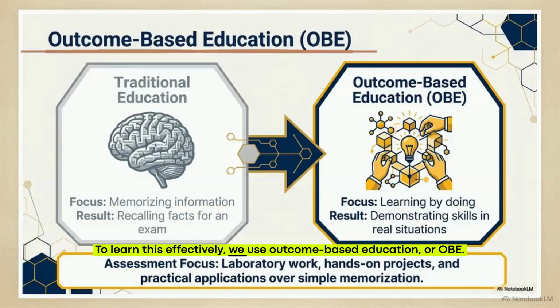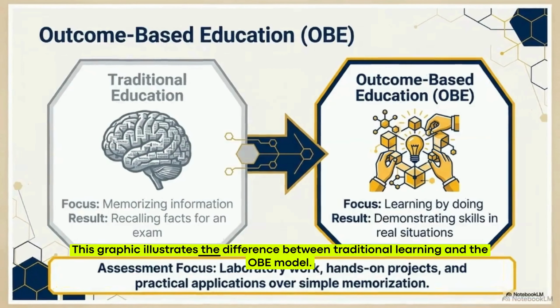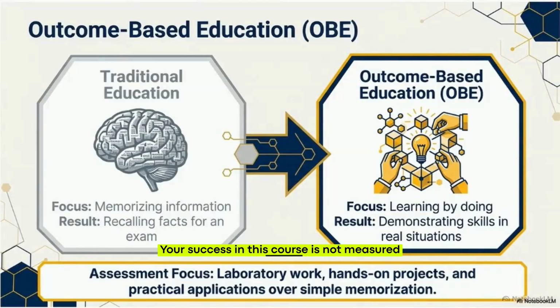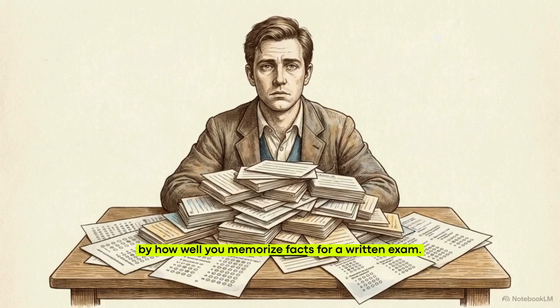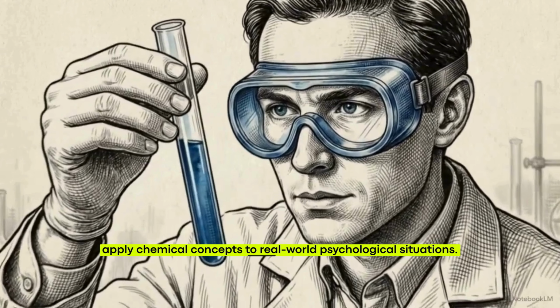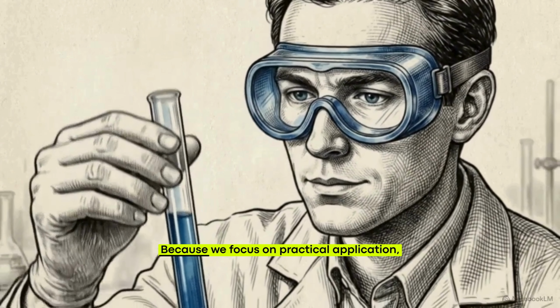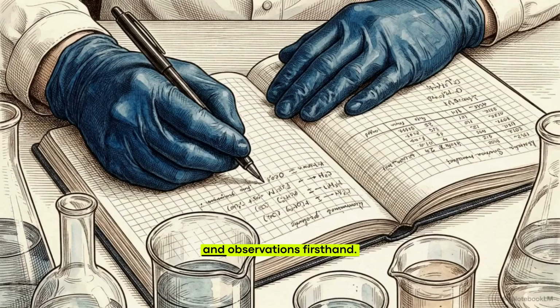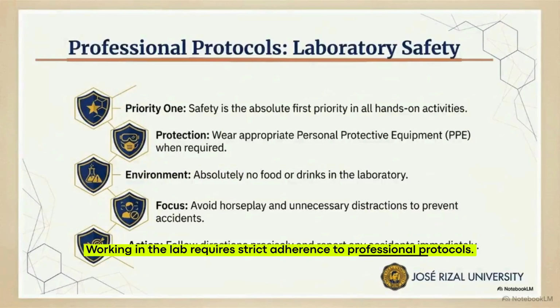To learn this effectively, we use outcome-based education, or OBE. This graphic illustrates the difference between traditional learning and the OBE model. Your success in this course is not measured by how well you memorize facts for a written exam. It is measured by your ability to demonstrate tangible skills and apply chemical concepts to real-world psychological situations. Because we focus on practical application, the physical laboratory is where you test concepts by interacting with substances and recording observations firsthand.